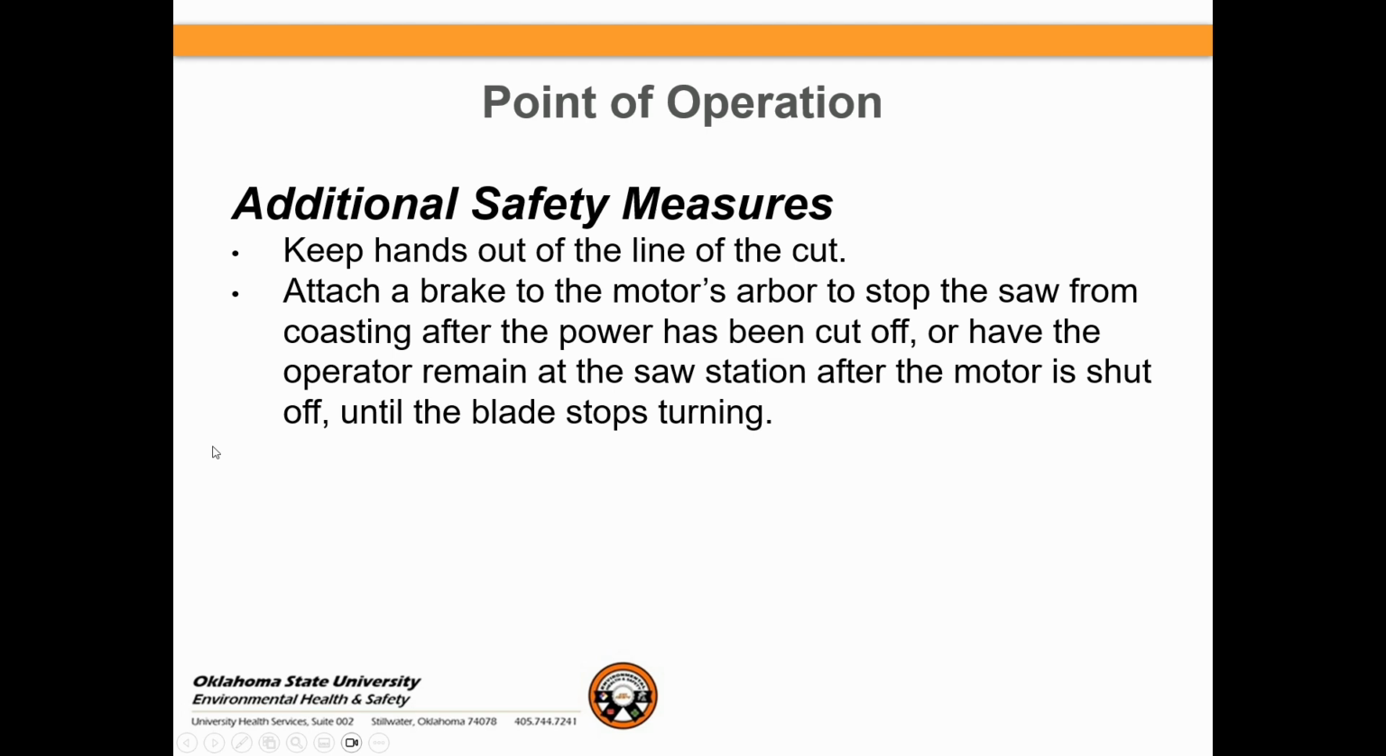Let's go to the other part. Additional safety measures include keep hands out of the line of the cut at all times. Attach a brake to the saw's arbor to stop the saw from coasting after the power has been shut off. A good example of that is you can turn off a table saw, no problem. But if you're not paying attention, folks, that blade's going to still keep spinning out there, even though you have unplugged it, and it shouldn't have any power going to it. So always keep that in mind as well.